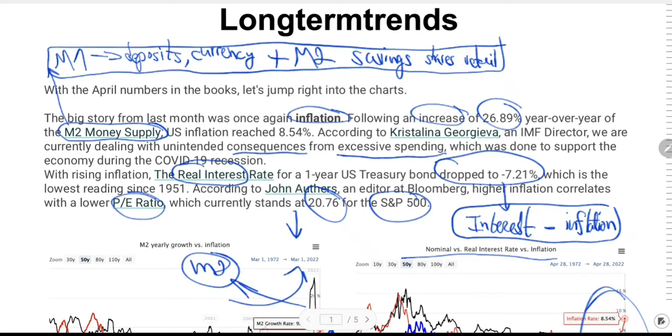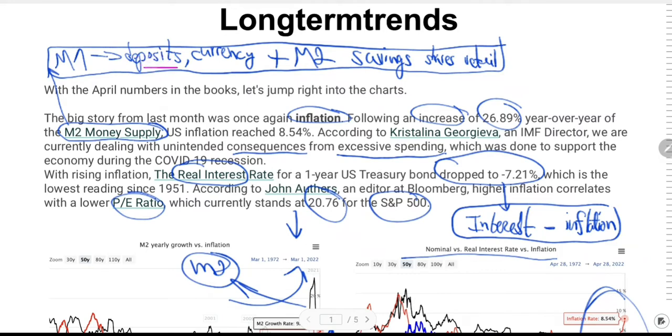So basically, it's saying that, of course, we know we have the inflation in the US, which has reached 8.54%. And this is following an increase of the M2 money supply, almost 27% year over year. So the amount of money has increased in the US by 27%, and now the inflation is following behind with 8.5%. What is M2 money supply?